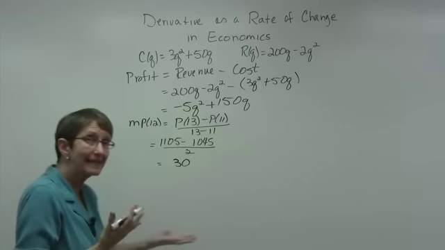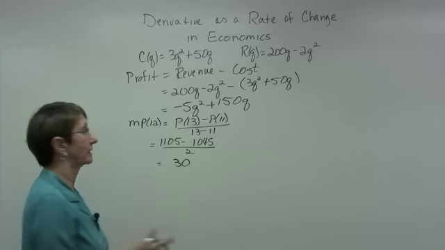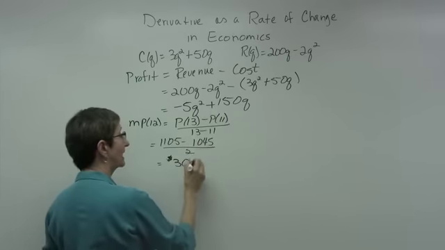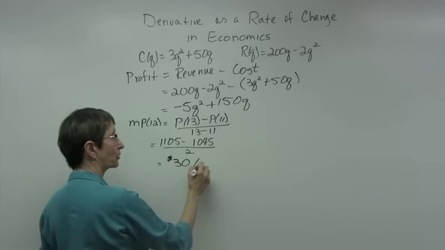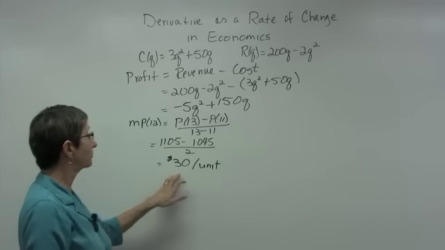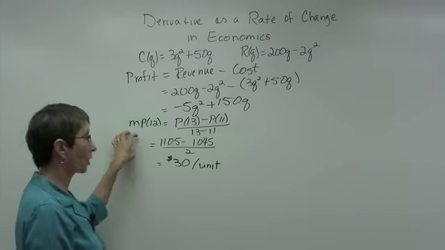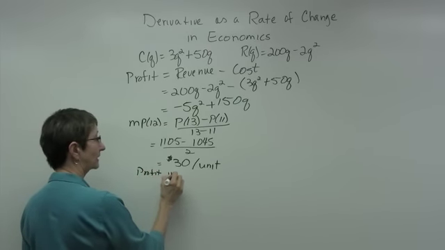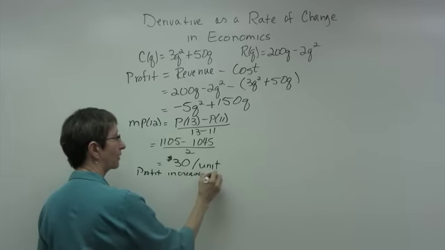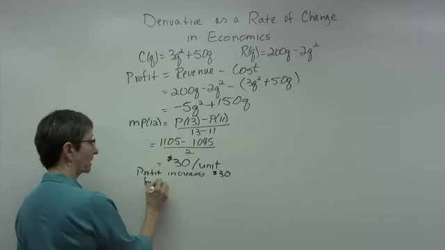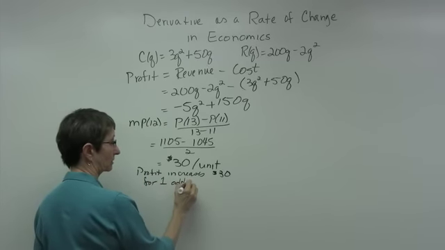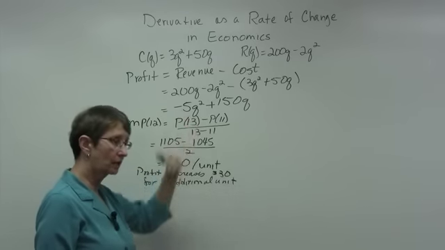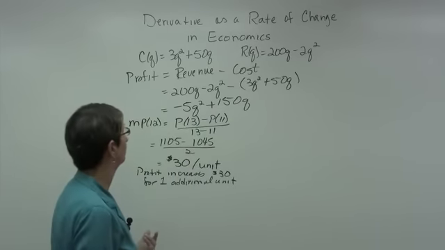Well, so I need to interpret that. What does that mean? Marginal profit is 30. That would be $30, because it was dollars in the numerator, profit in dollars, per, and our 2 was units, so it's per 1 unit in the denominator. $30 per unit is the marginal profit, which means profit increases $30 for 1 additional unit sold. So my profit is increasing $30 more for the next one that I sell.